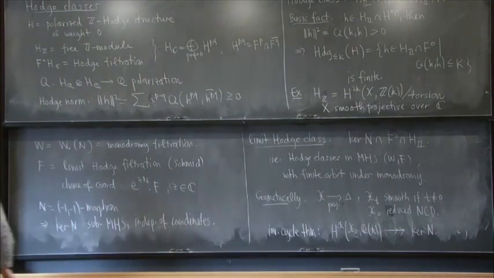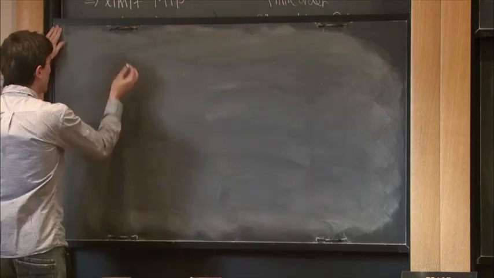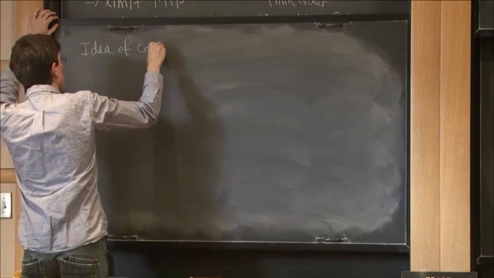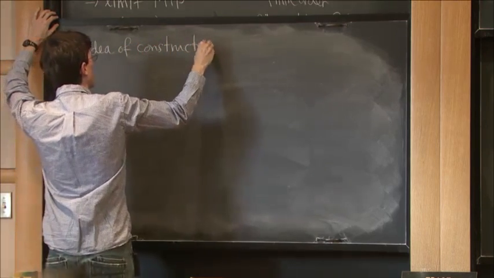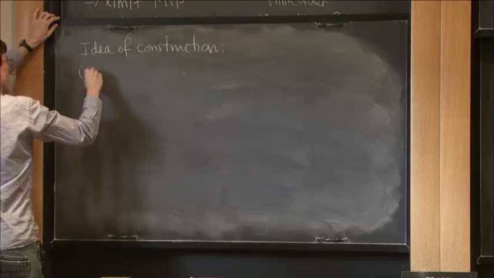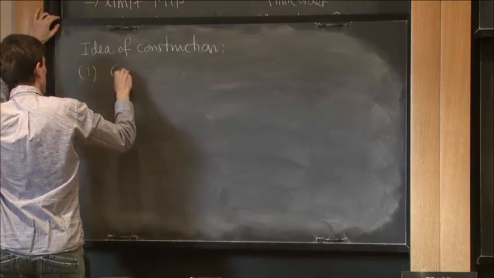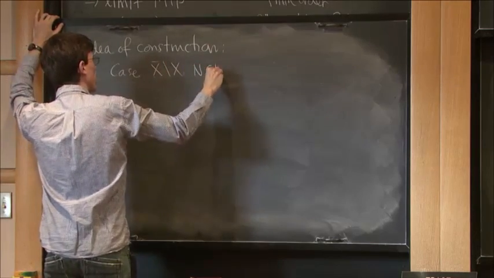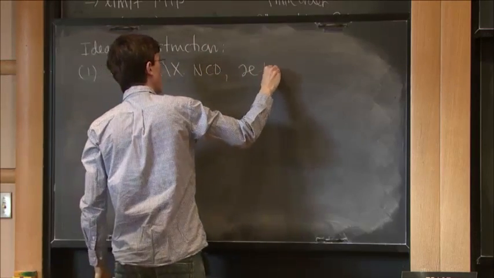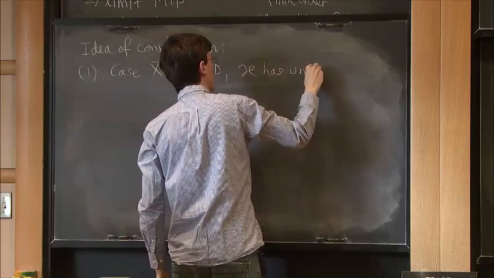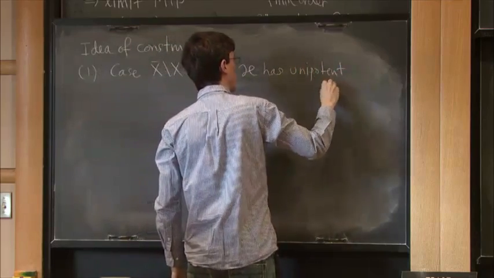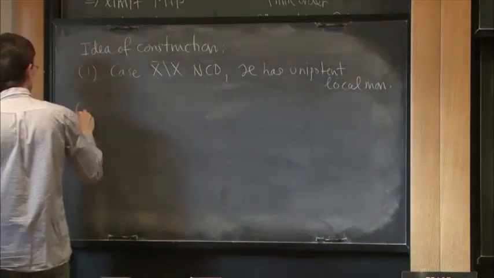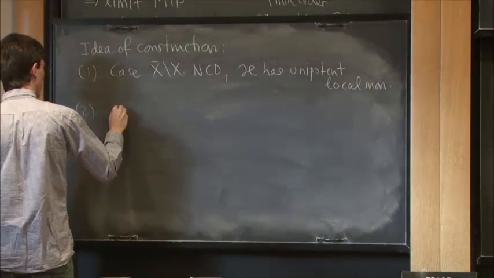Yeah, I was about to write. I'm going to write this down now. So here's the idea of the construction, sort of briefly. The first part is you do the case where it's a normal crossing divisor and H has unipotent local monodromy. And then the second case is the general case.